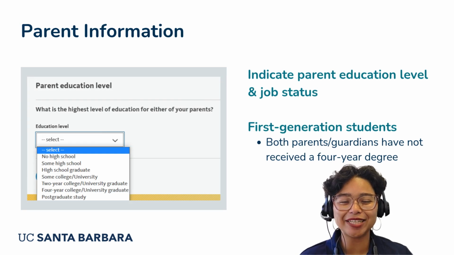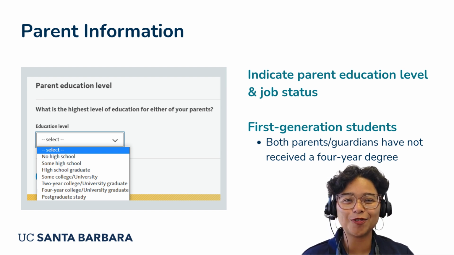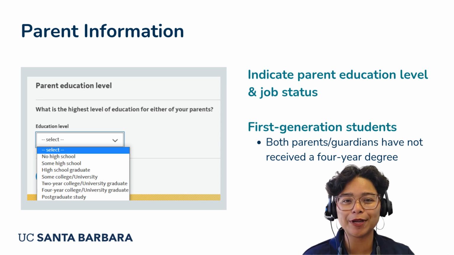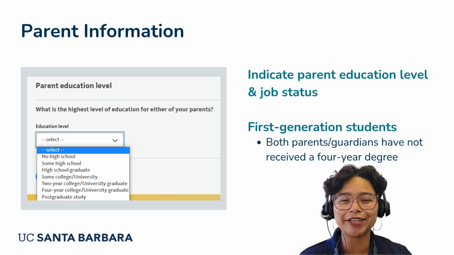The About You section will also ask you to indicate parent education level and job status. It will ask, what is the highest level of education for either of your parents? Select the education level from the drop-down menu. No high school, some high school, high school graduate, some college or university, 2-year college or university graduate, 4-year college or university graduate, or postgraduate. Sharing the parent's education level will help inform us if the applicant is considered a first-generation student. The UC defines first-generation students as students where both parents or guardians have not received a 4-year degree.